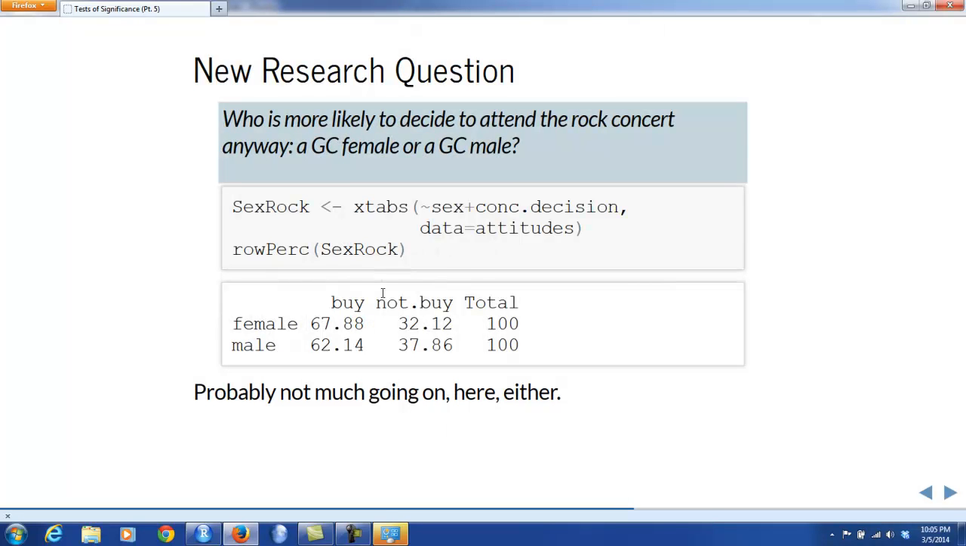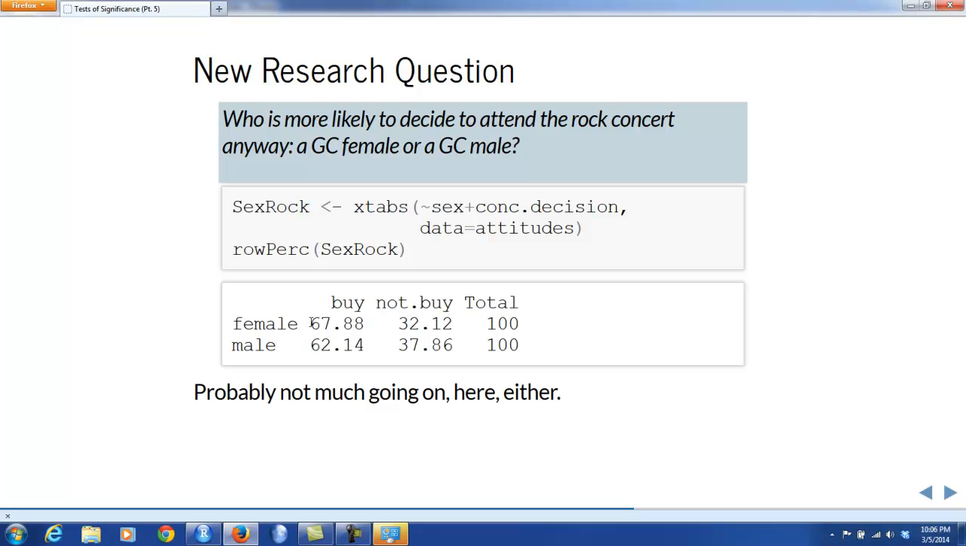Who's more likely to decide to attend the rock concert? A female or a male? This time we're thinking about the relationship between two factor variables. One is the explanatory variable, sex, and the response variable here is the variable concert decision, yes or no, whether you decide to buy that ticket anyway. And we can study those kinds of questions with xtabs. And with formula data input, it's tilde, explanatory variable plus response variable, and the name of your data frame. And we've got some row percents to nail it down.